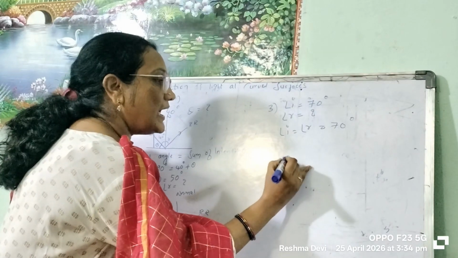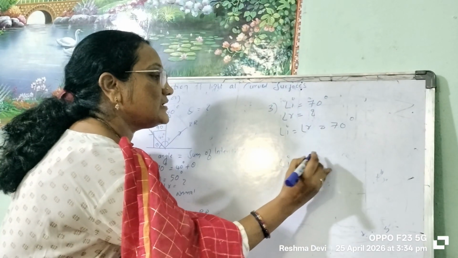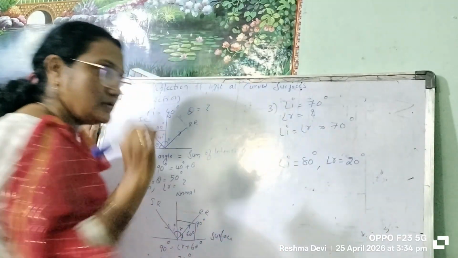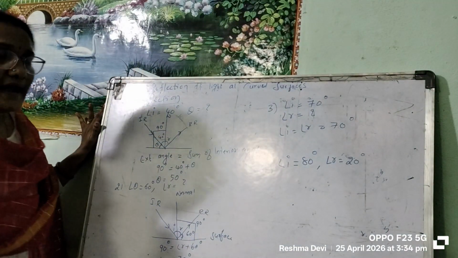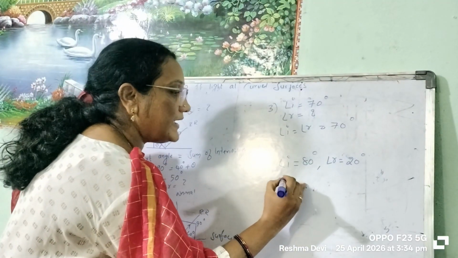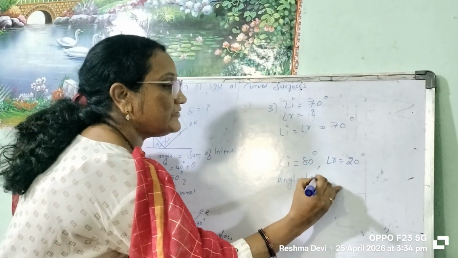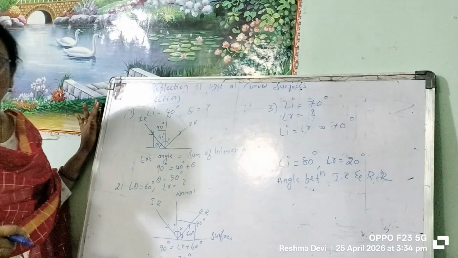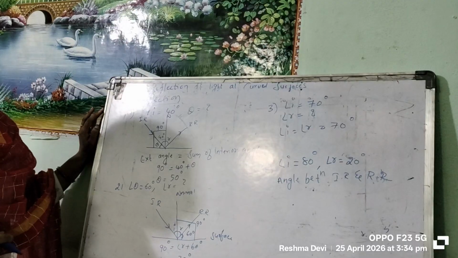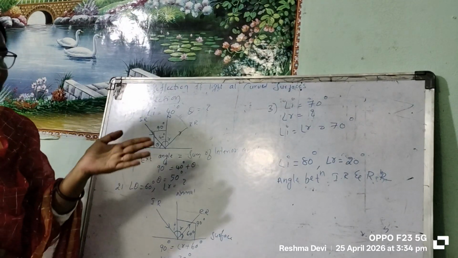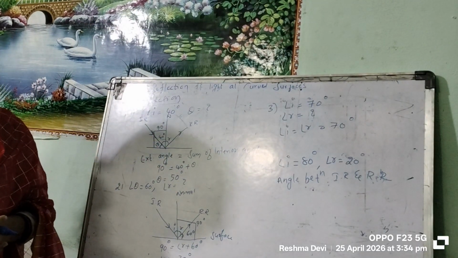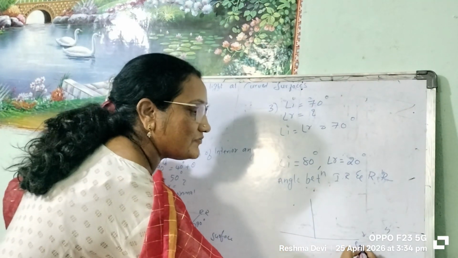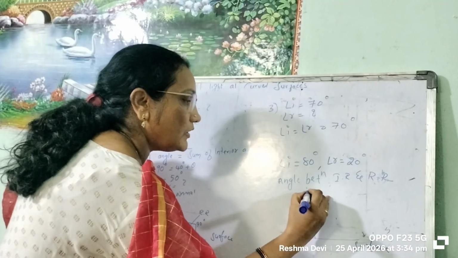Next, fourth model. He gave the angle of incidence as 80 degrees and the angle of reflection as 20 degrees, and is asking to find the angle between the incident ray and the reflected ray. How will we find it? So now first draw the diagram. Surface, normal.